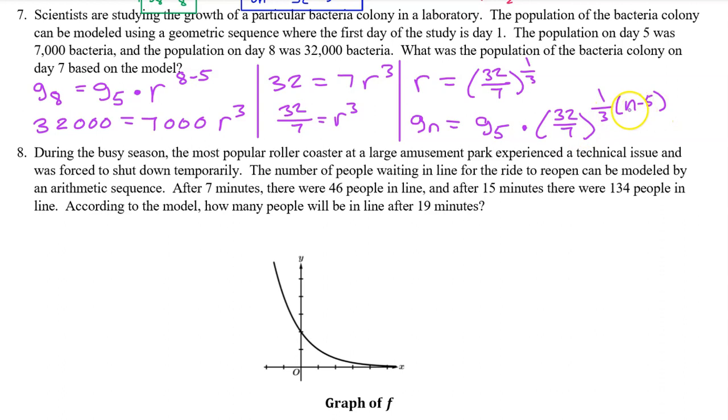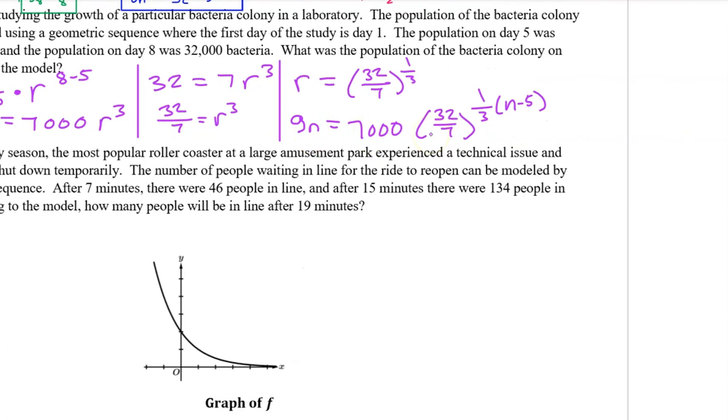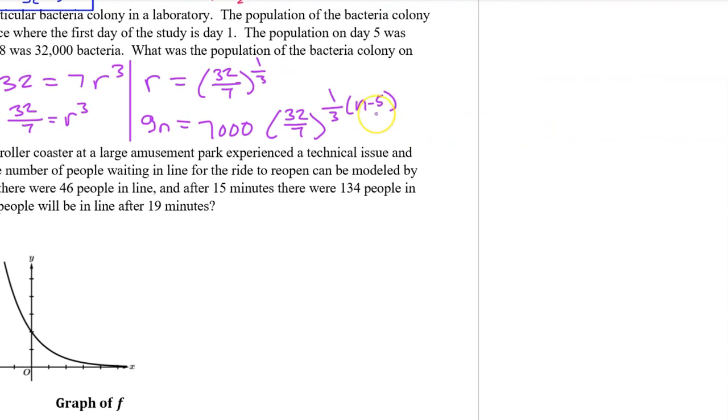Okay, when you raise a power to a power, you multiply, so I can just stick it on the end there. Now, G5 was 7,000. So this is an equation for the population of bacteria on day n. Let's use this equation to find the population on day 7. So I'm just putting in 7 right here. So G7 will equal 7,000 times 3 to the 2 over 7.